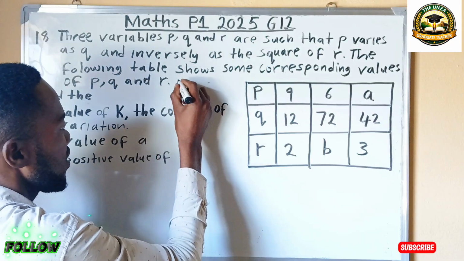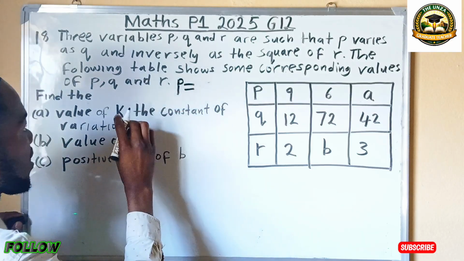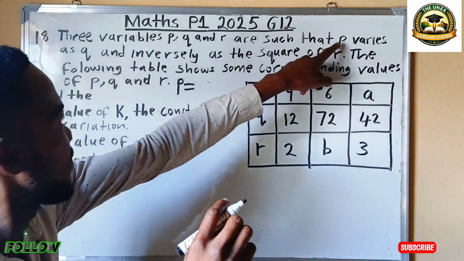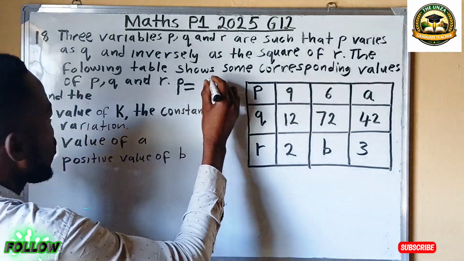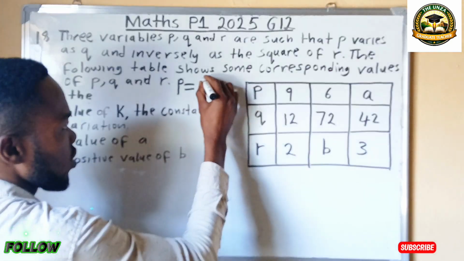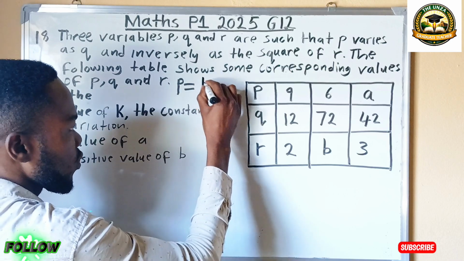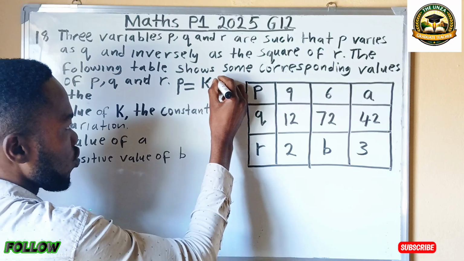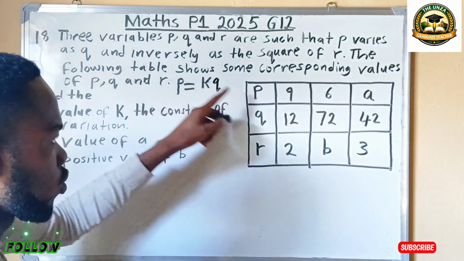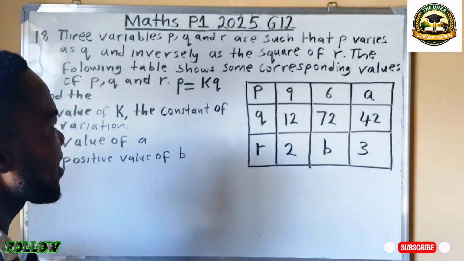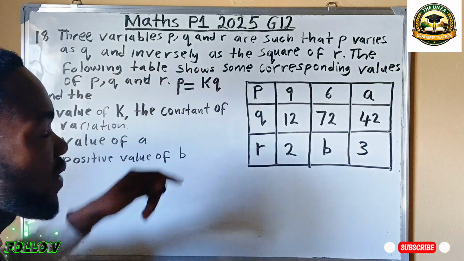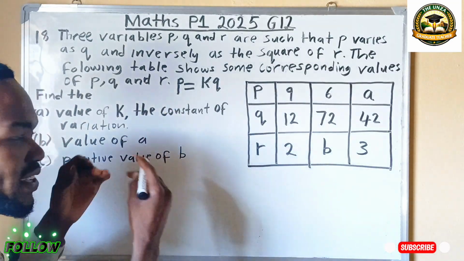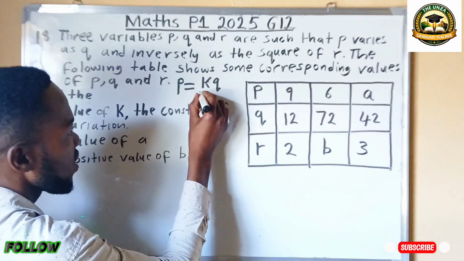So the moment you say P varies as Q, it means P is equal to Q, and you must always put the K, the constant. You say P varies as Q, that means P equals K times Q, you put the constant. When they say inverse, that means R will be in the denominator.